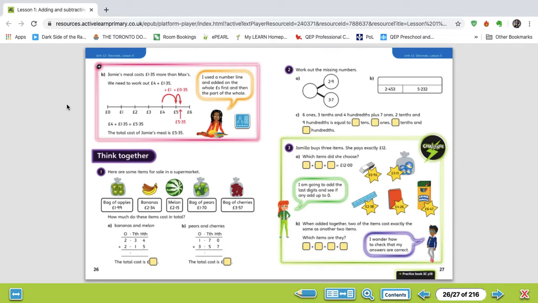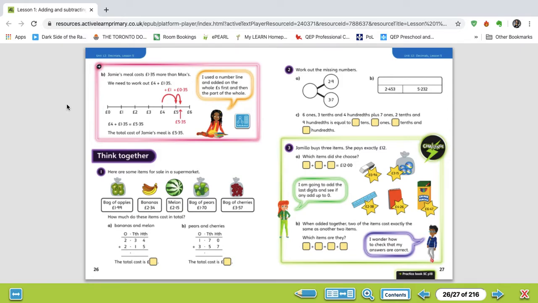Okay, so they have sort of chunked it into different bits. Okay, so they've added the bananas and melons together, the pears and cherries. Of course, you could just do one big, really long addition problem, but it's much easier to pair our costs together. No pun intended.